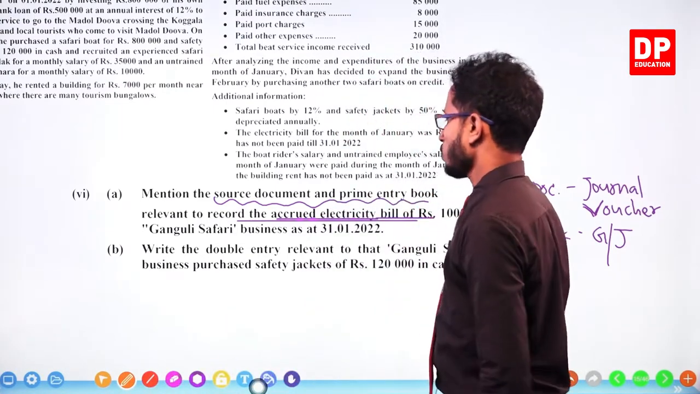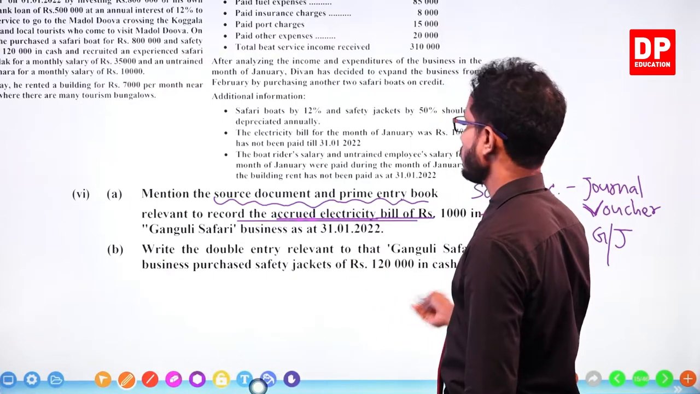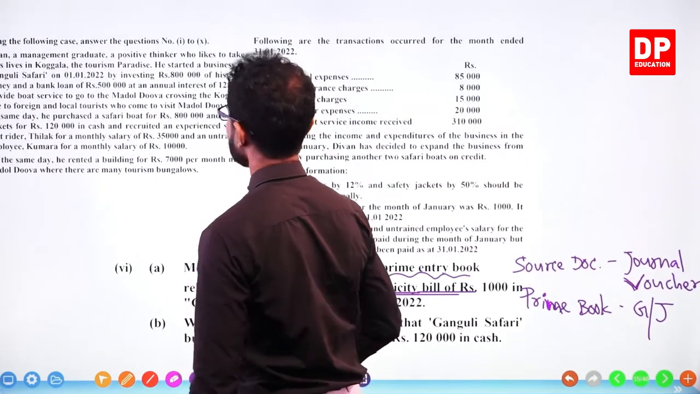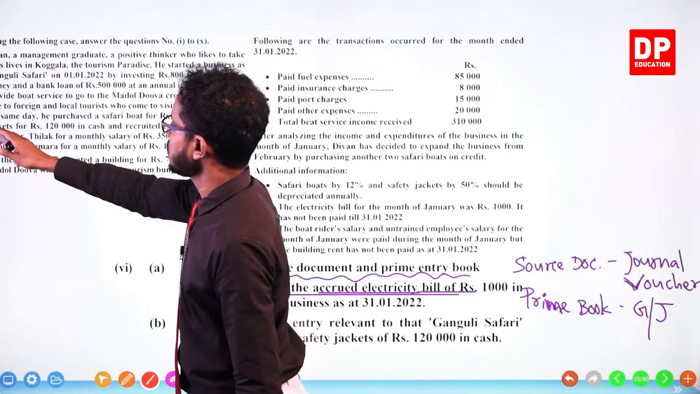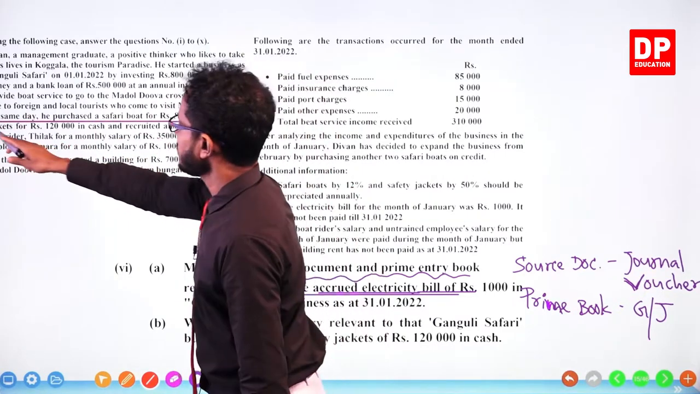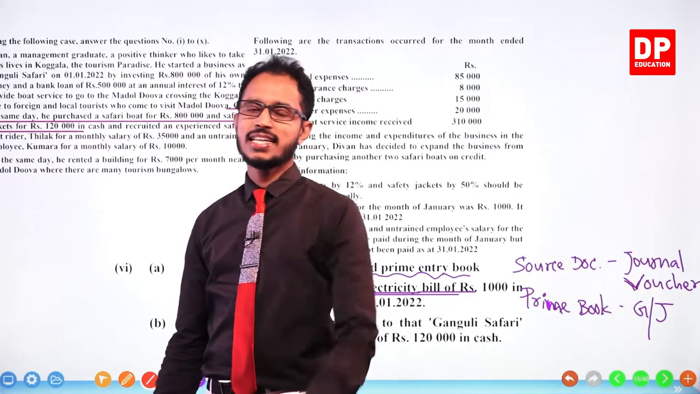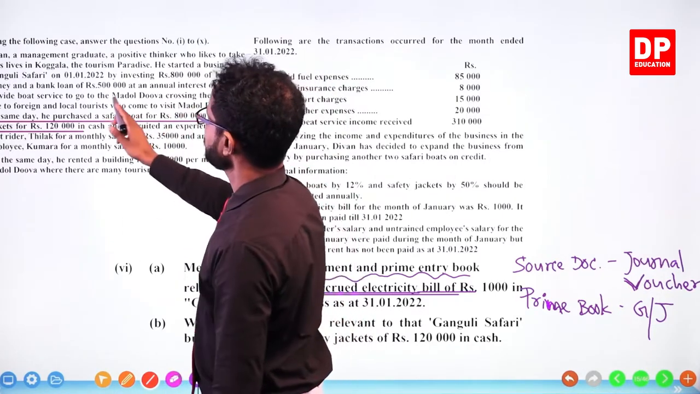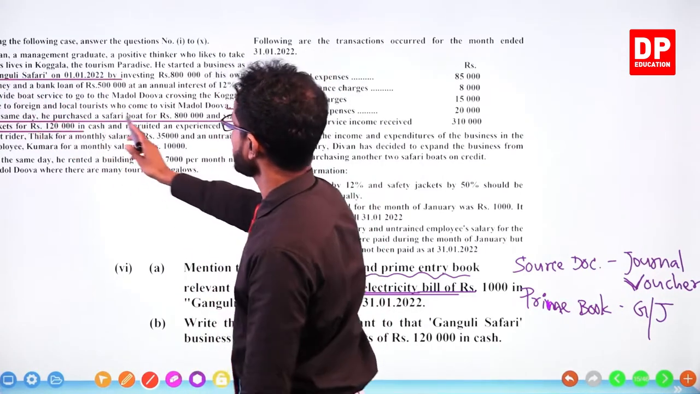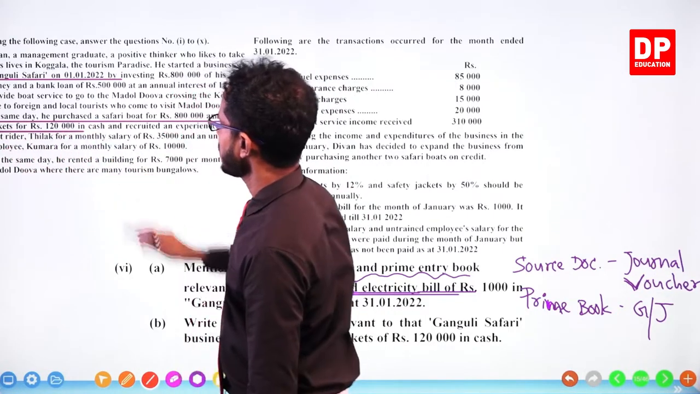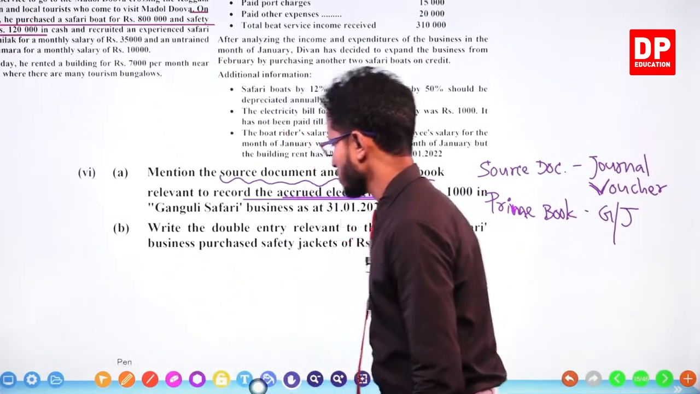It's easy. Write the double entry relevant to that: Ganguly Safari business purchase safety jackets of 120,000. Here it has been given, children. On the same day, that means on 1st of January, purchasing safari boat for 800,000, safety jackets for 120,000 in cash. On the same day means on the starting date, 1st of January. That is nothing serious. Just write the double entry.